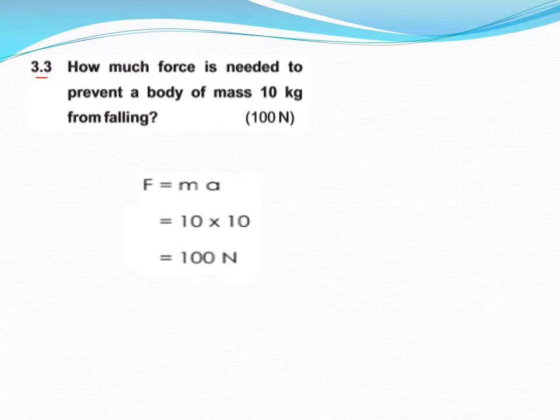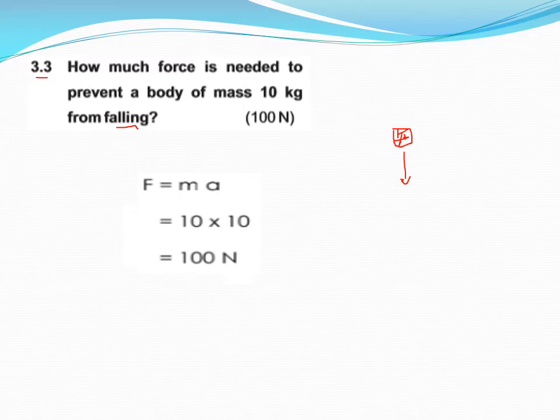Next is 3.3. How much force is needed to prevent a body of mass 10 kilogram from falling? Any body which is having some mass is falling if it is let to move downward, if it is set free. So all bodies are moving downward due to their weights, and if we want to hold it and not let it go down, then we have to apply a force equal to its weight. So this is the concept.